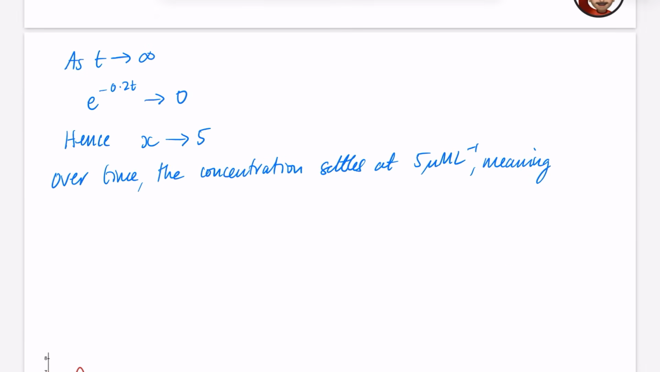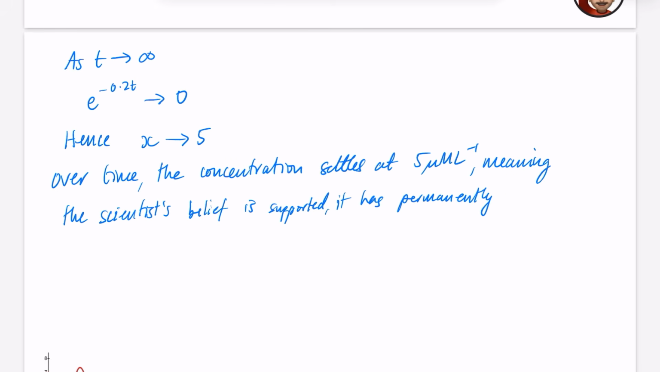The concentration settles at 5 micromoles per litre, meaning the scientist's belief is supported, it has permanently decreased from 7 to 5. So they actually said there was a permanent change. We can go even a step further than that and say that it is a permanent decrease.